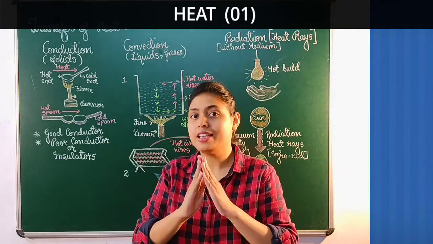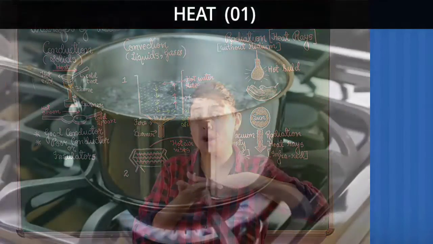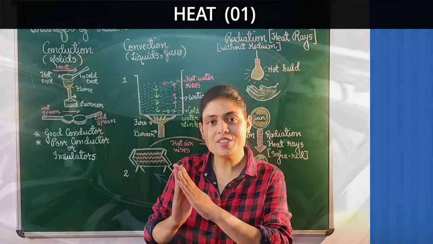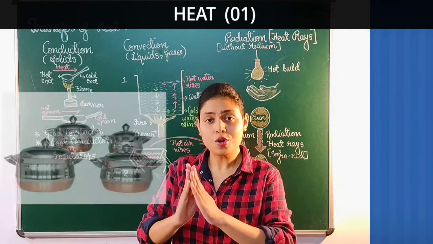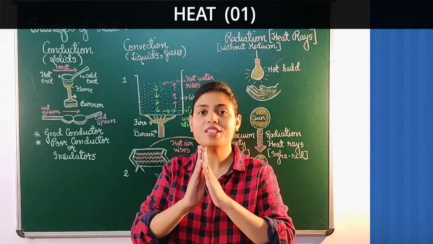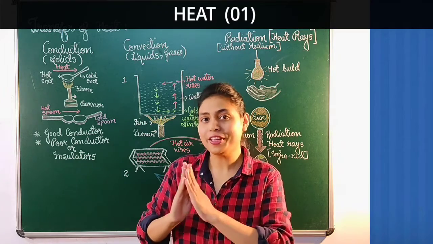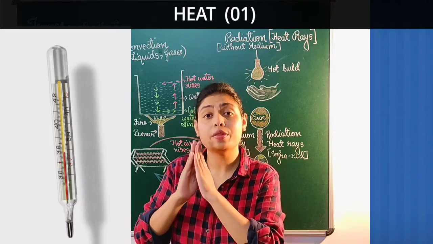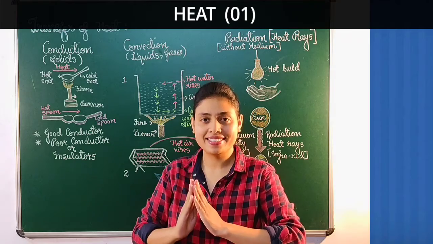Some stainless steel pans are provided with a copper base or with a copper bottom. Why? Because copper is a much better conductor of heat as compared to stainless steel. So the copper bottom helps the heat to transfer quickly to the food placed inside the utensil, for fast cooking. Liquid metal mercury is used in making thermometers because it is a good conductor of heat.